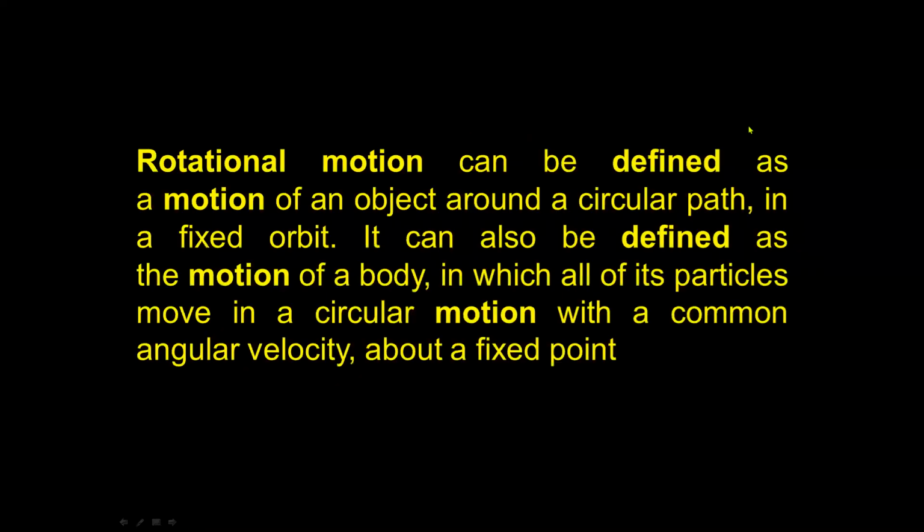So ano nga ba ang ibig sabihin ng rotational motion? Rotational motion can be defined as a motion of an object around a circular path. So kapag yung pathway na dinadaanan ng object is circular, then we're definitely with rotational motion. And when dealing with rotational motion, ang daming mga forces na involved, just like the word na centrifugal at saka centripetal.